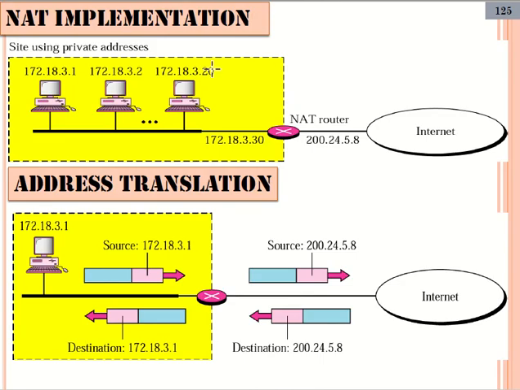So we can see here we have two diagrams. One is the implementation part, and one more is the translation part. A technology that can provide the mapping between the private address as well as the universal address is called NAT implementation, and at the same time it is going to support virtual private network.